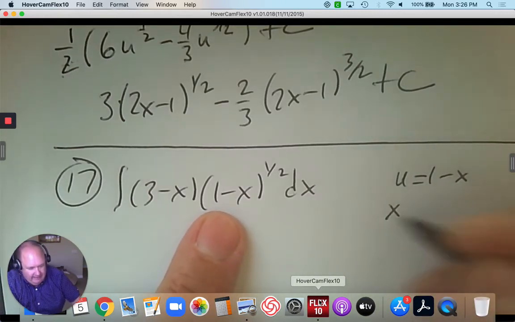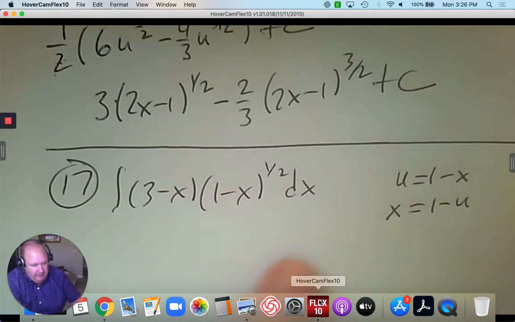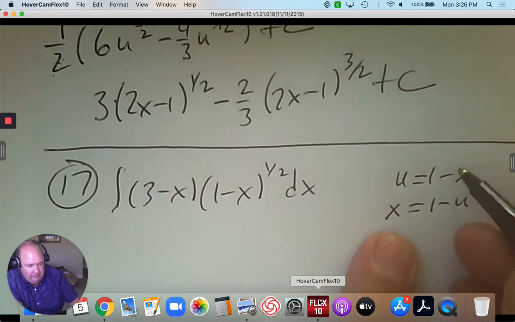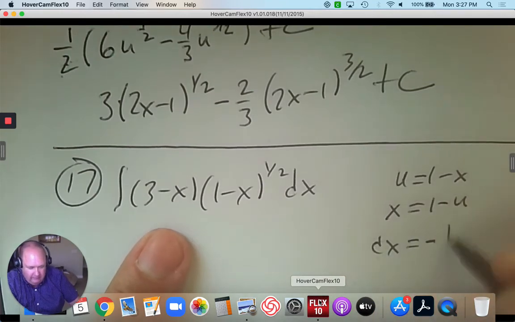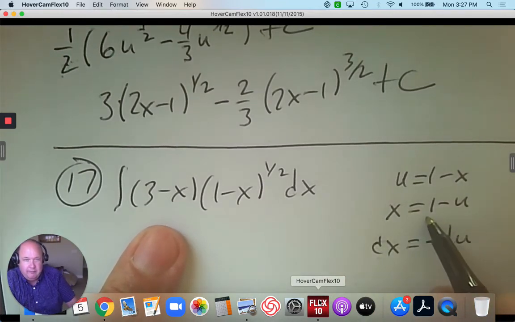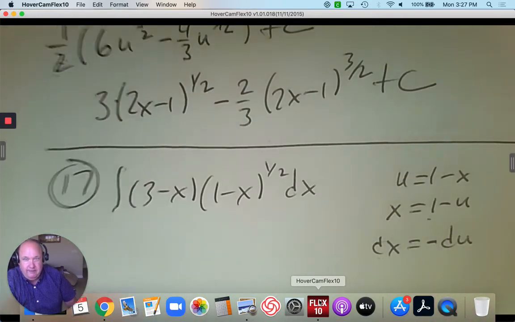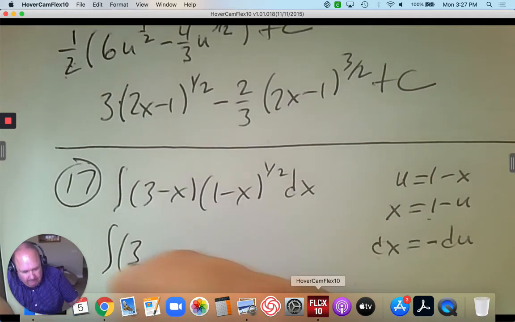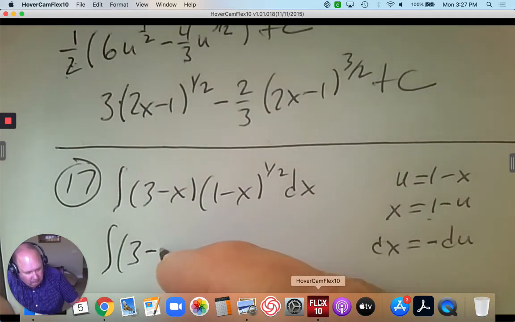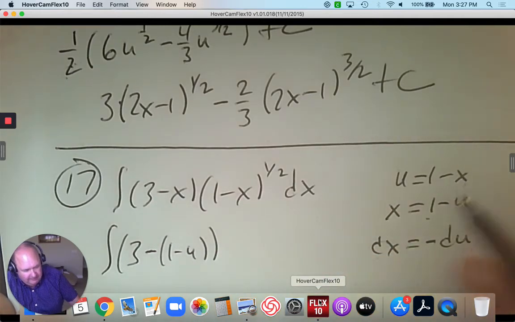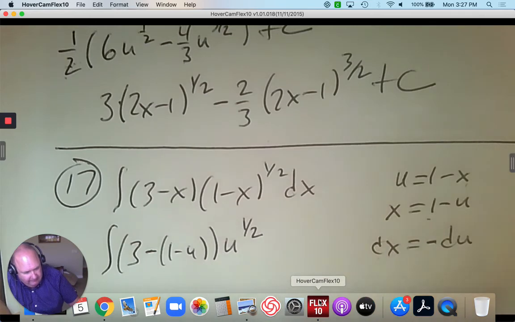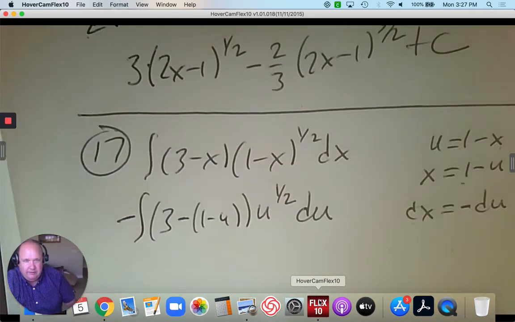If I add x and subtract u, x is equal to 1 minus u. I just added x and subtracted u. That means dx is negative 1 du. So the derivative of 1 is 0, but the derivative of negative u is negative du. So now I'm going to come back here, take out the x and put in 1 minus u. Use parentheses so you don't make a mistake. 1 subtract x is u to the 1/2, and then dx is negative du. So I'm just going to put that negative in front.